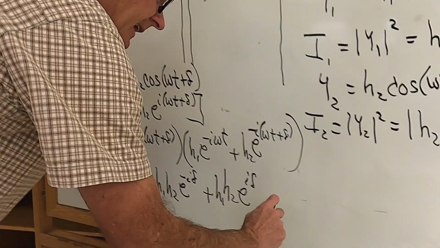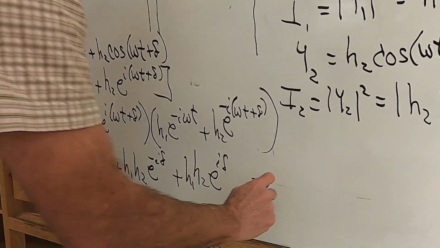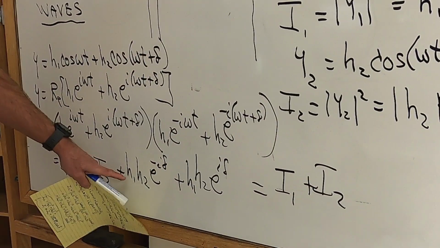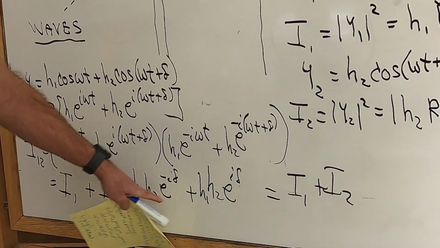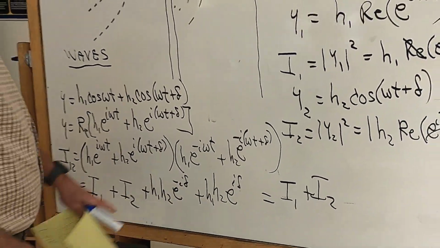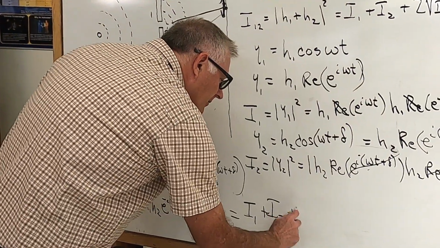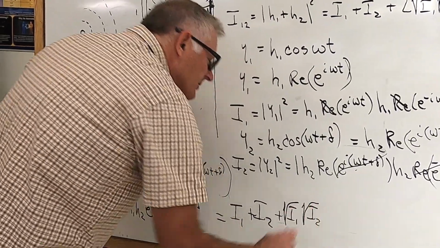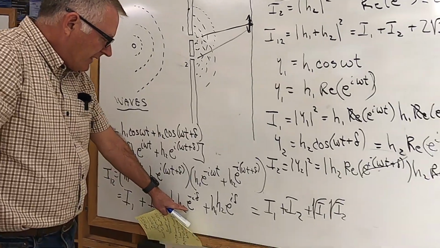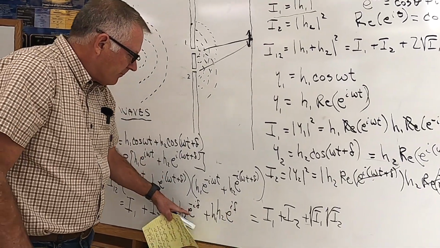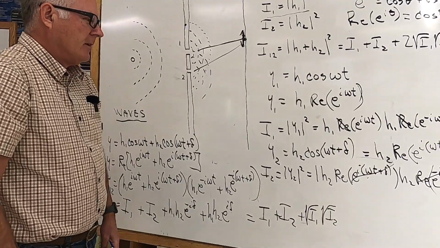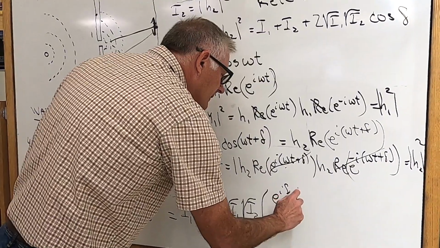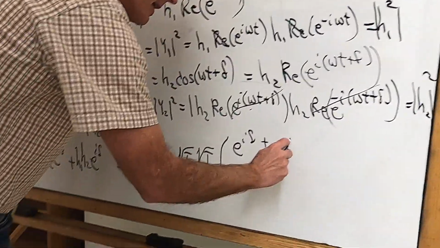Okay, and now one last step here. This is I1 plus I2. And then I can factor out the h1 h2 out of these two terms, and in place of h1 h2, I'll put the square root of I1 times the square root of I2. Since they're real, we can just say that. And now what are we left with? We're left with e to the i delta plus e to the minus i delta.